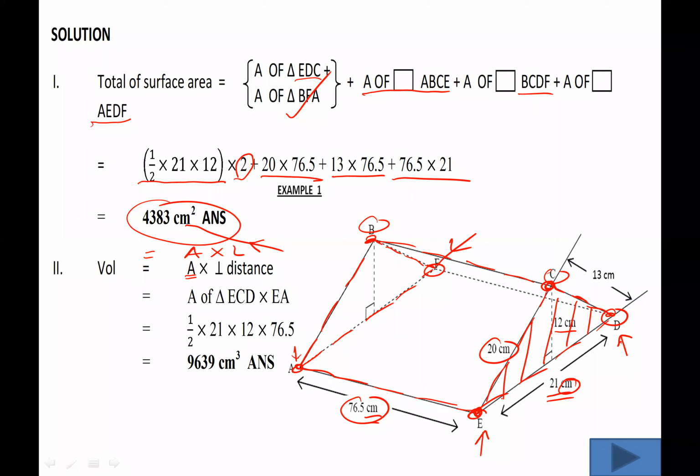It was a half by 21 by 12. So that's this, a half by 21 by 12. That'll be the area of the triangle, and that will be the regular cross section. And then we have to multiply that by the length perpendicular to it, which will be the 76.5 centimeters. Okay, so once you do that calculation, you get 9639.